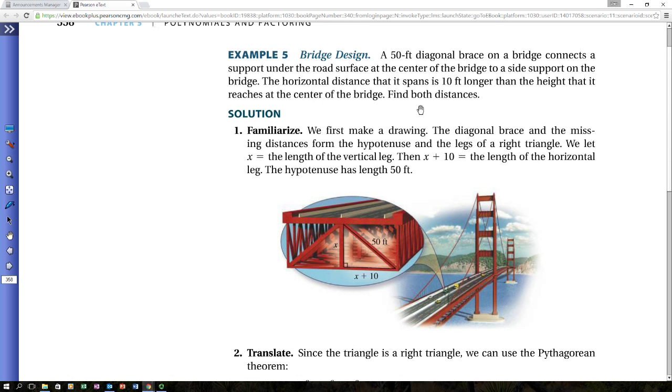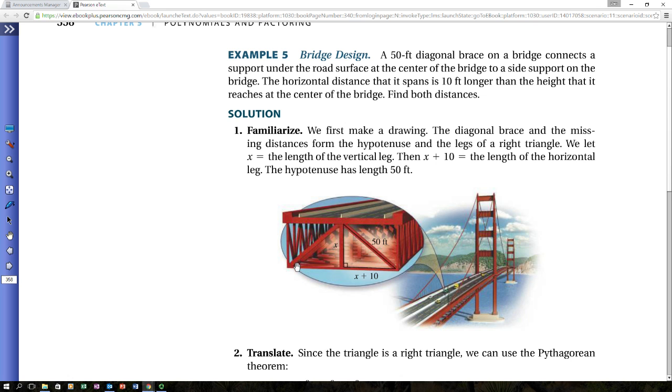I'm definitely going to draw a picture to try to illustrate this, right? So familiarize ourselves. That's what they say first. Make the drawing. Now, if you don't know what braces are and those kinds of things, you might need to look up a picture of a bridge. But they're going to come up with this and say, here is what they're talking about.